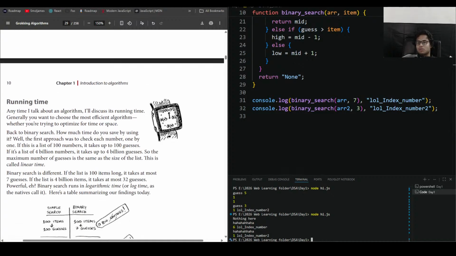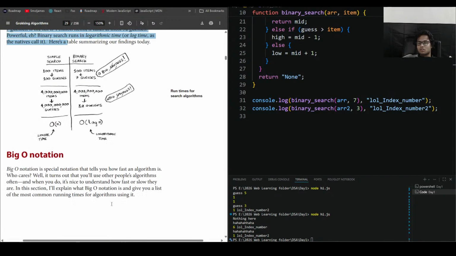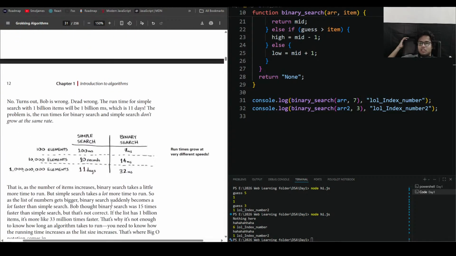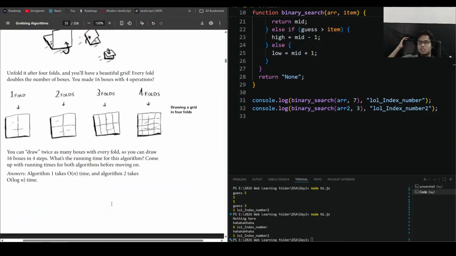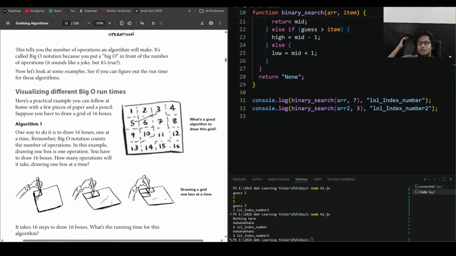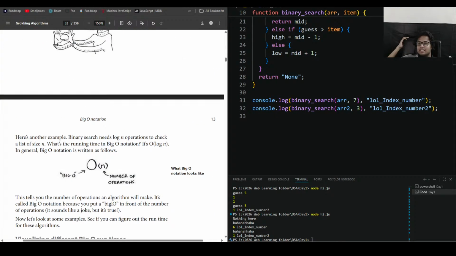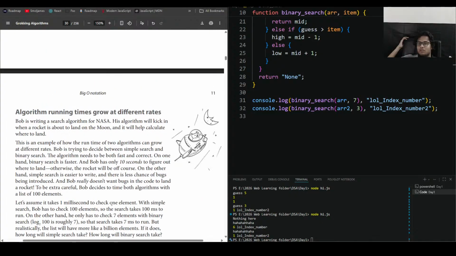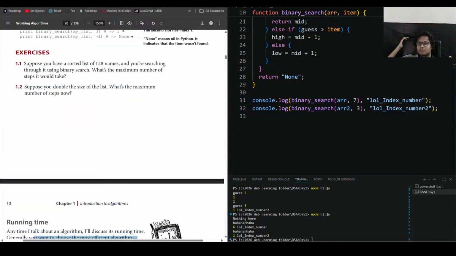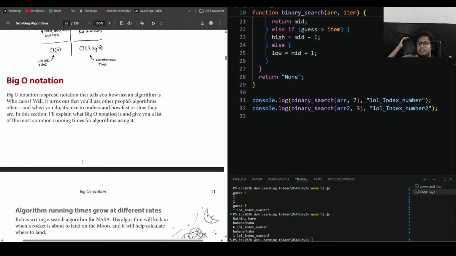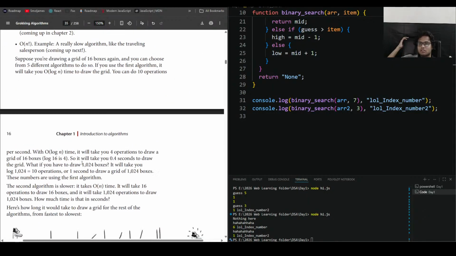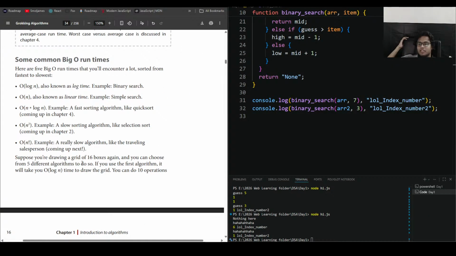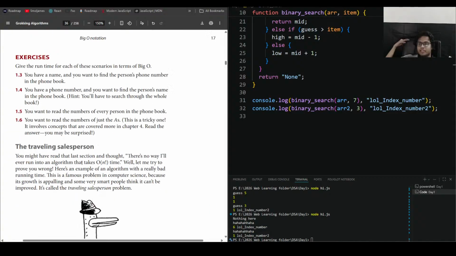Oh, what am I doing? Please don't make it harder than it already is. Exercises. What are the exercises?